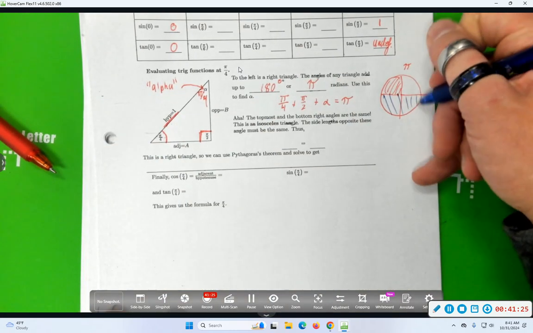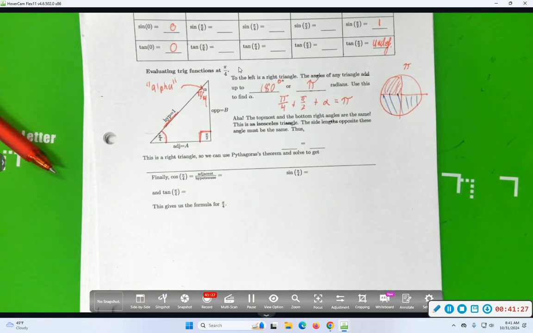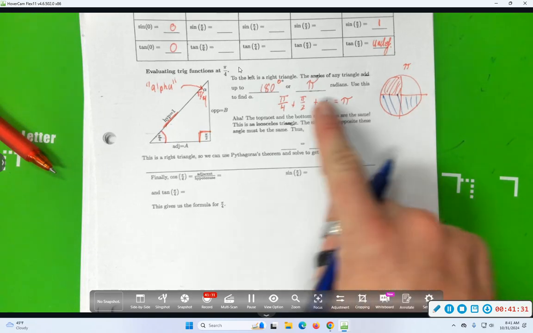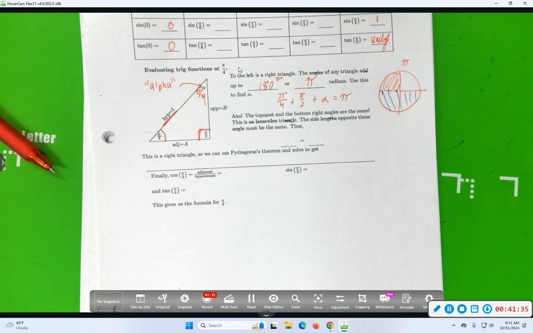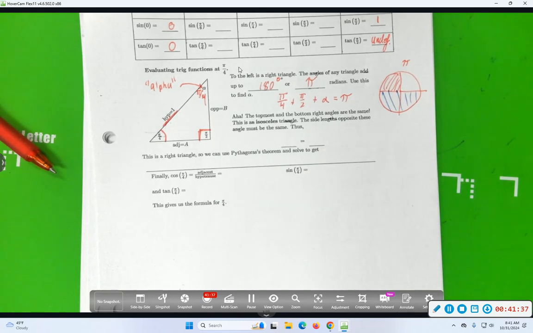Here's a pi over 2, and what's left? A quarter of the pi is left. All right, so that angle's pi over 4. This angle's pi over 4. This is now a triangle where two angles are the same. Whenever you have a triangle where two angles are the same, that triangle has some symmetry. It's what's called an isosceles triangle. In an isosceles triangle, the two side lengths opposite those identical angles have to be the same.